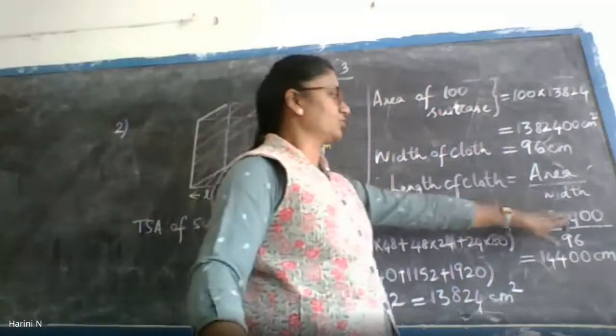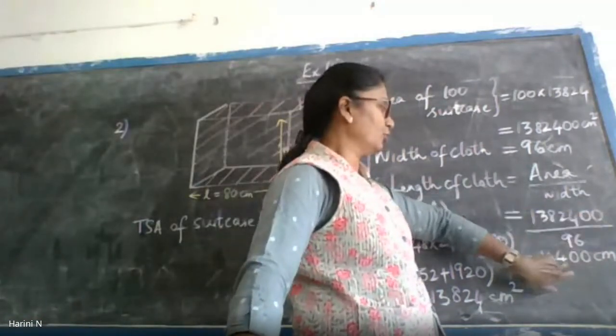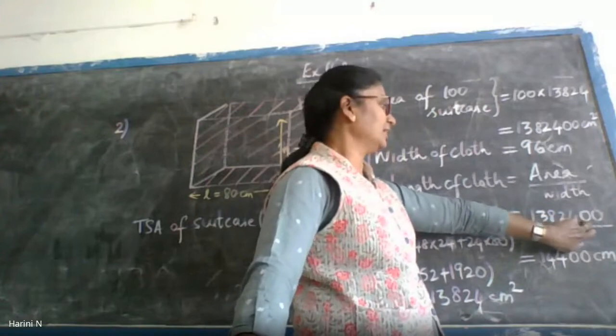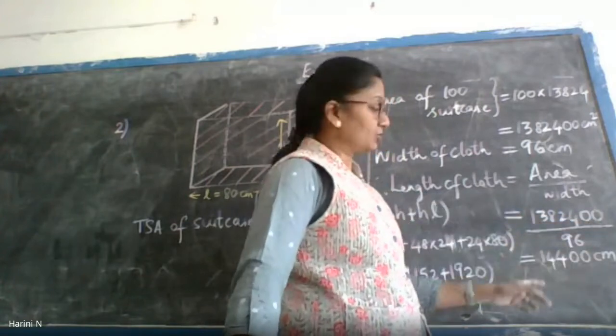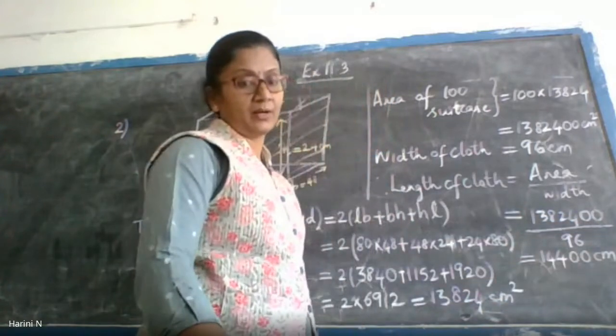Don't leave the zeros while you are dividing. It is 144, this part will be division will be over. Then you have 2 zeros, so that has to be added. So this is the length of the cloth which will be required.